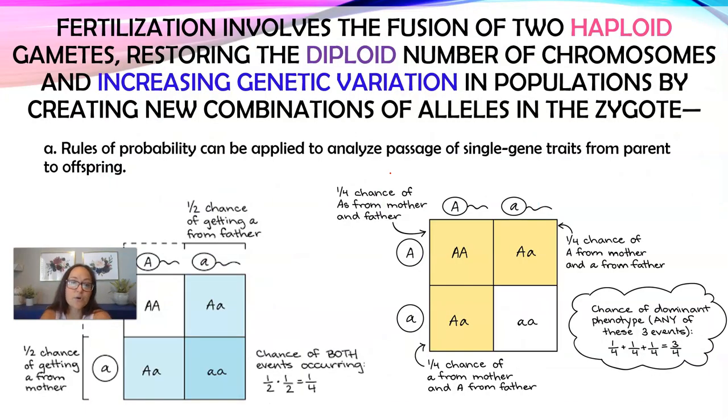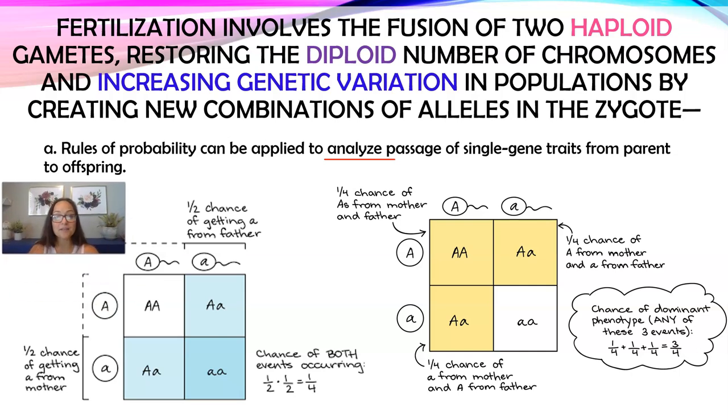Okay, so we also have fertilization, which involves the fusion of two haploid gametes, restoring the diploid number and increasing genetic variation in populations by creating new combinations of alleles in the zygote. So we can use rules of probability to analyze the passage of single gene traits from parents to offspring. When we talk about probability, it's really what is the likelihood of something happening?